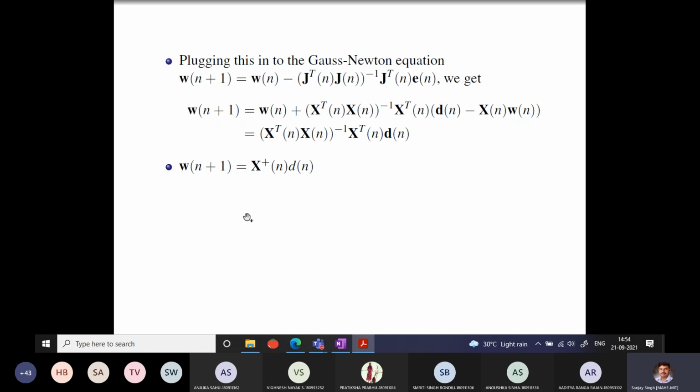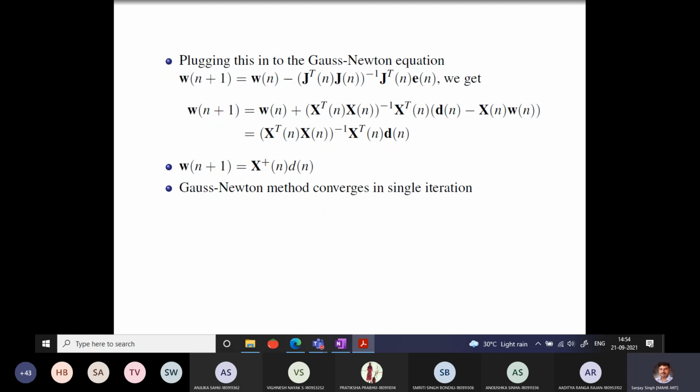Now when I say something like this, you see here, this W n plus 1 equal to this d n, there is no dependency on W n. It means that this particular filter learns in one iteration only. So you can say that the Gauss-Newton method converges in a single iteration for this particular problem. You don't have to go further, because there is no dependency on W.